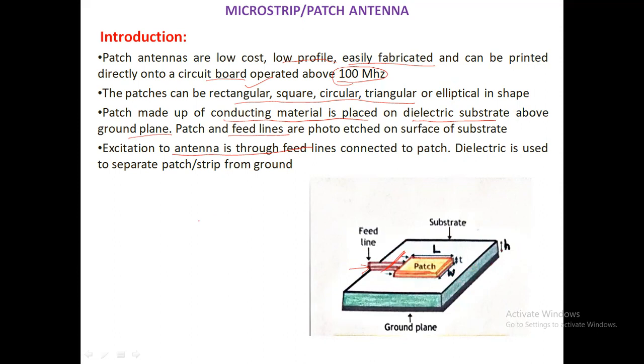We can easily understand this structure with the help of this concept. Here I am giving positive, here negative. This is a conducting layer and this is another conducting layer. The dielectric is placed in between, which acts like a non-conducting material, while these act like conducting material. Here this is the patch and this is the ground plane. Between these two, the non-conducting dielectric is placed.